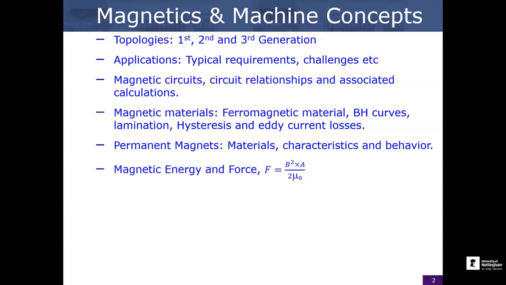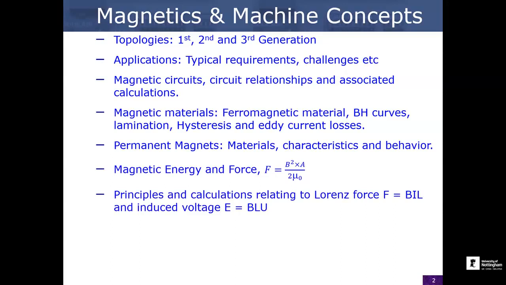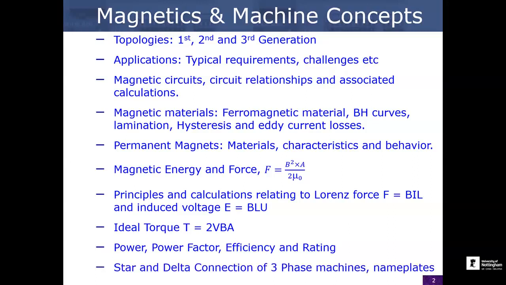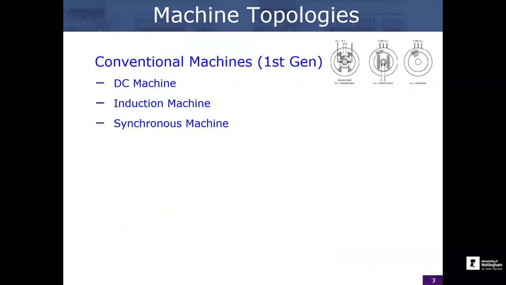We defined that fundamental magnetic energy and force that we get from a field in a gap. And we defined those two key principles of force production and voltage induction. We defined this ideal torque equation, which gives us the ideal torque we can get from any machine, and we went over some fundamental power concepts of efficiency, rating, connection. So just to drop back into these, as I've said, these are all things we've taught before, but I'm just going to flag some of these up as useful things to know and to understand.